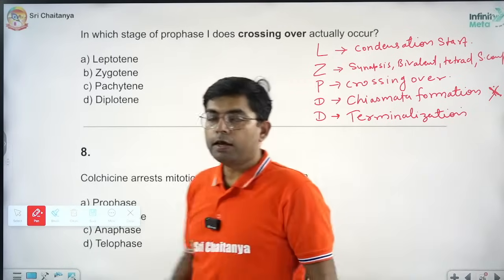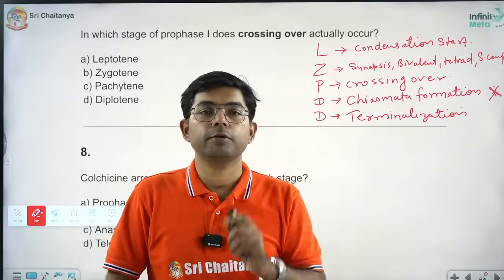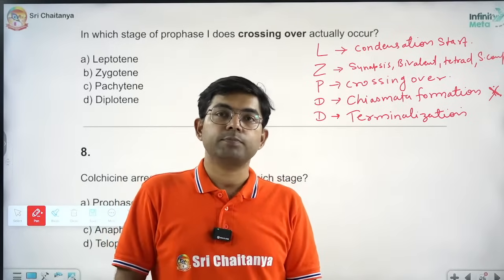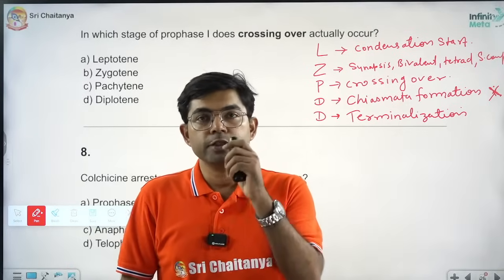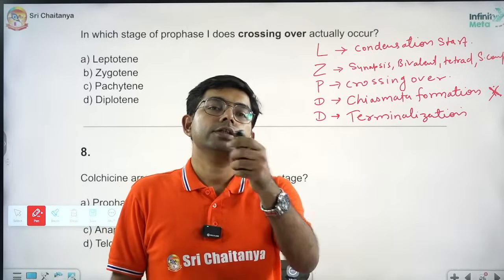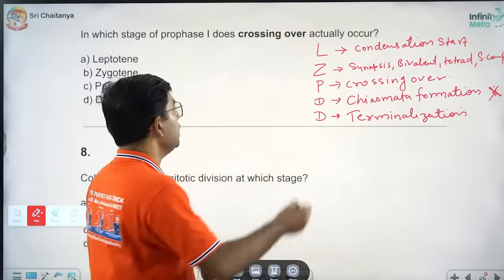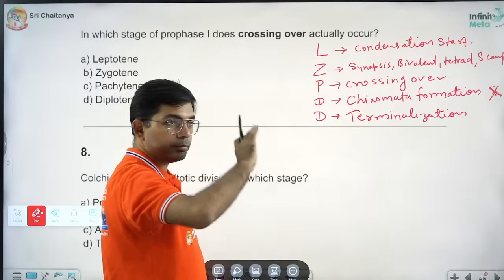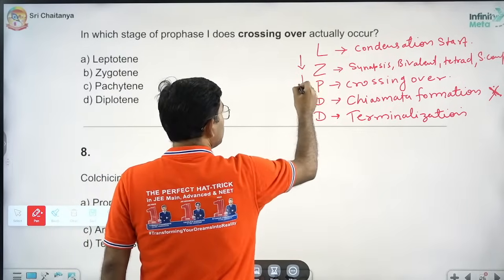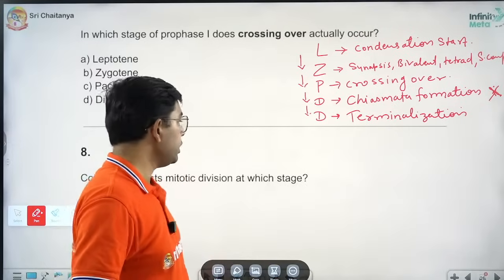So remember here, if the question asked is terminalization, you will say diakinesis. Chiasmata formation, diplotene, right? Then crossing over, pachytene. Synapsis, bivalent, tetrad, or formation of synaptonemal complex, you will say zygotene. And condensation of chromosomes starts in leptotene. Another question can be to arrange them in correct order. They will give you some random order. So remember, leptotene, zygotene, pachytene, diplotene, and diakinesis, right? That's the way you remember it.